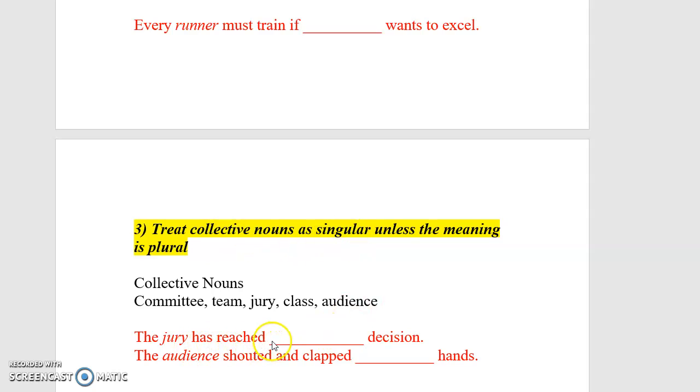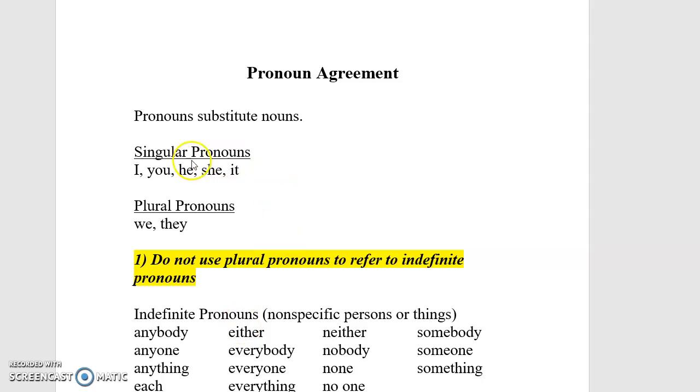The jury has reached its decision. You wouldn't say his or her decision because jury, even though it has men and women on it, the word jury is a thing. So you would use its. The jury has reached its decision. Its is singular, and therefore it refers to jury. So again, these are the singular pronouns and these are the plural pronouns.